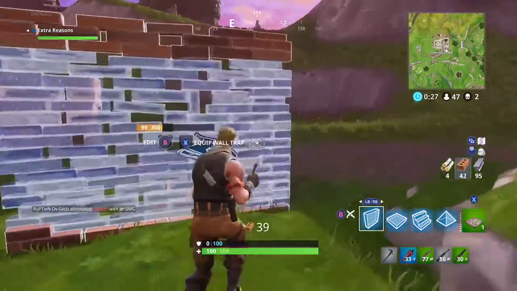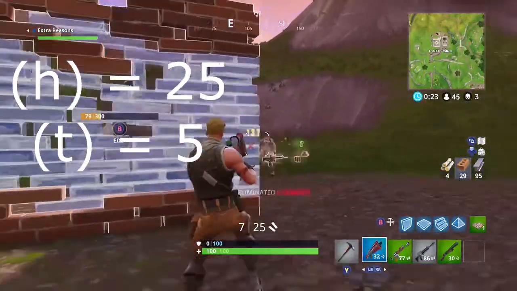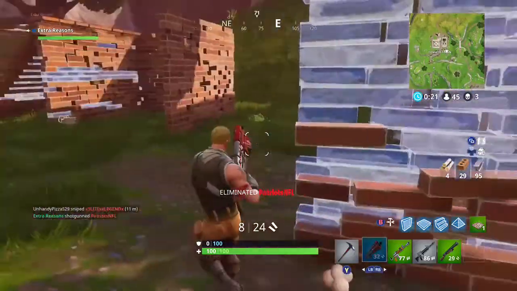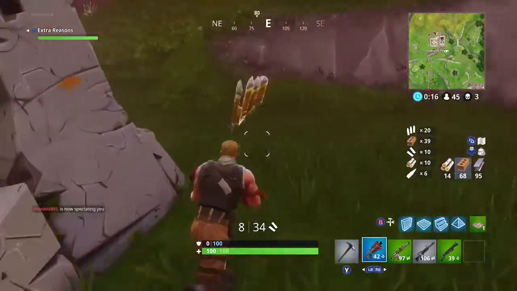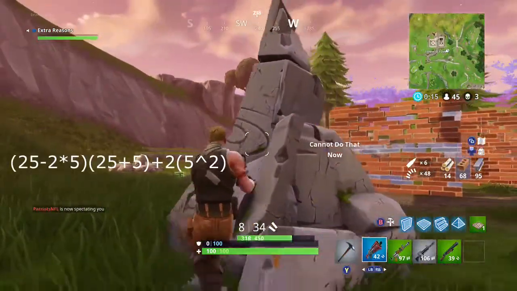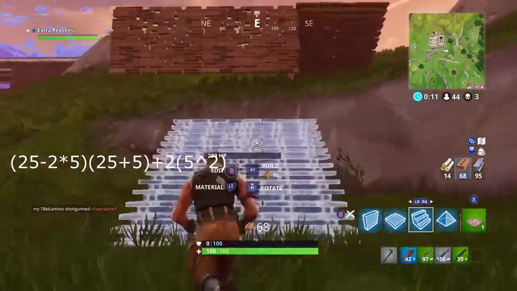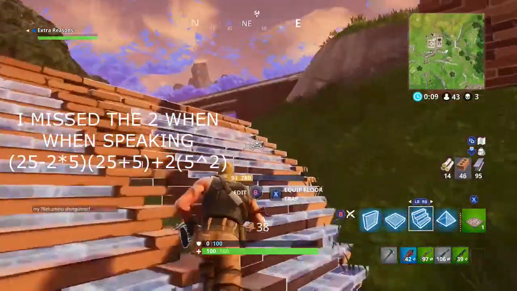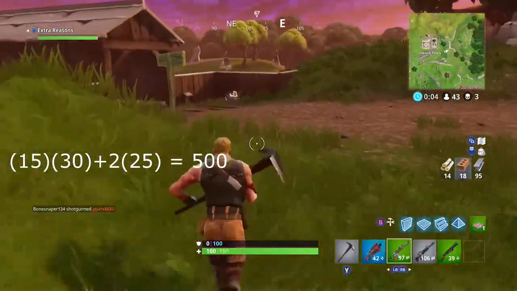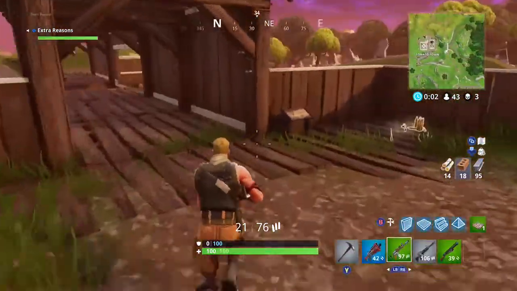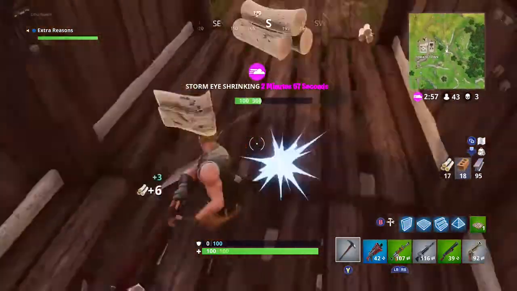Say the first number is 25 and the second number is 5 for this example. For our first formula, we have 25 minus 2 times 5 times 25 plus 5 plus 5 squared. Well, 15 times 30 plus 50 equals 500. Well, what do you know? 25 times 20 also equals 500.